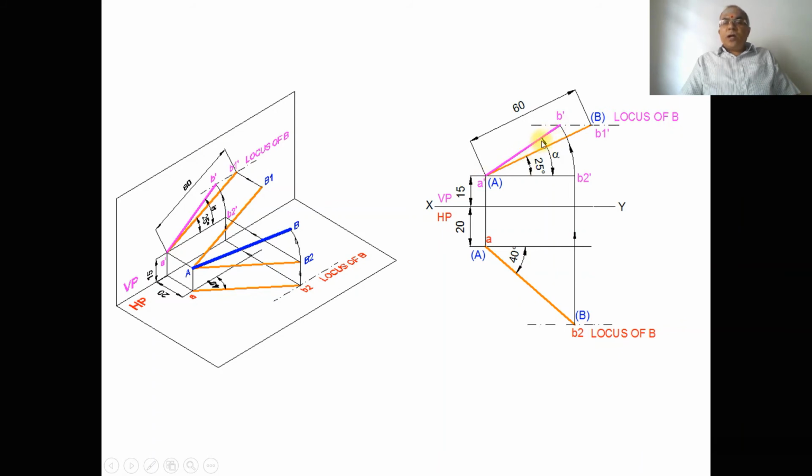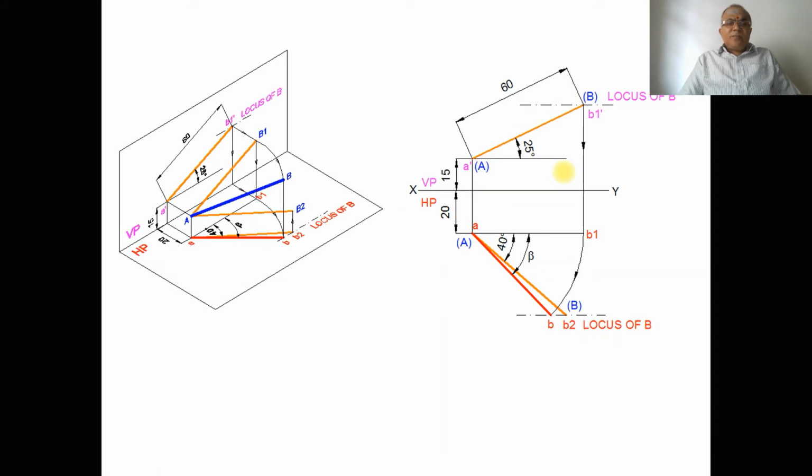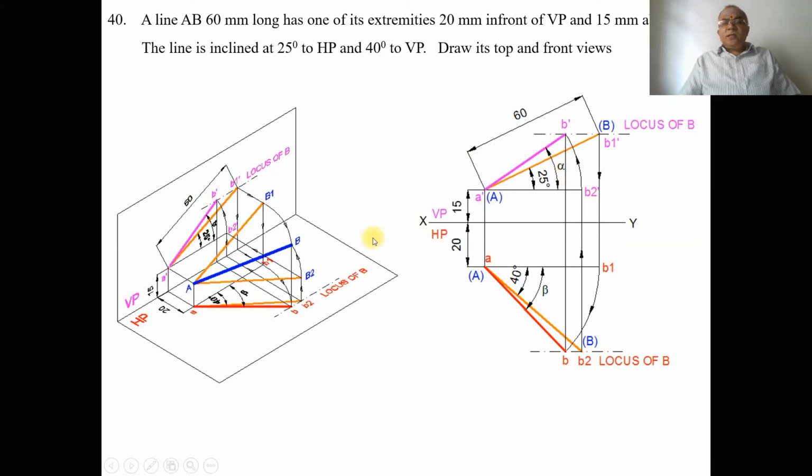So this is how, the inclination made by the front view with respect to HP is called alpha. This is how we will be able to analyze this. Now when you go back to this, here we draw the XY line and you mark HP and VP.